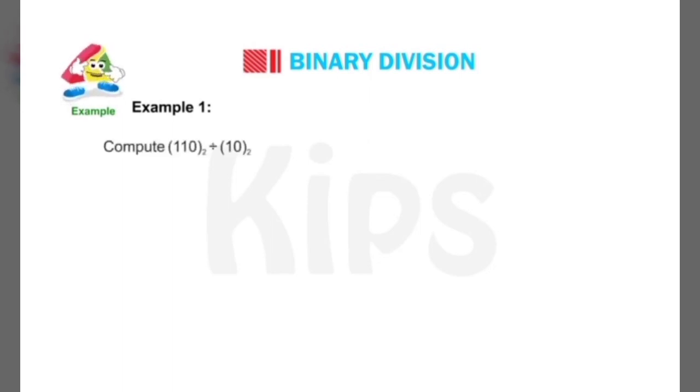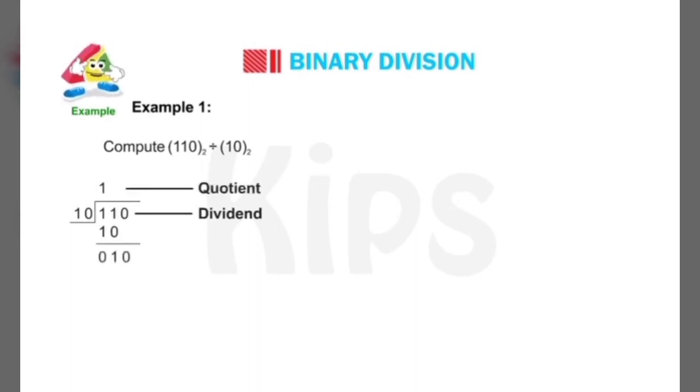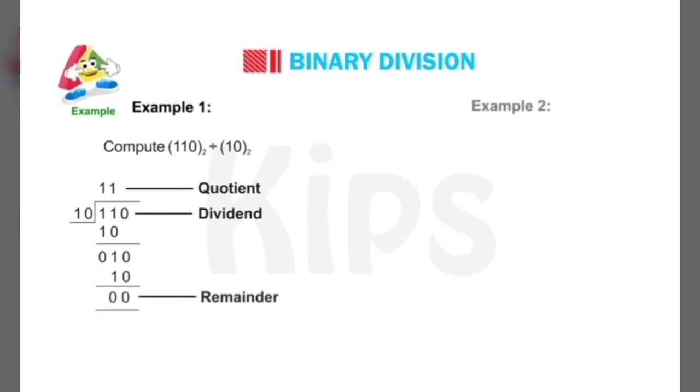First example, 110 divided by 10. So keep 110 inside as the dividend and divide it by 10. 1 is quotient, then remainder is 10, then again on ones, then remainder is 0. So the quotient is 11, remainder is 0.